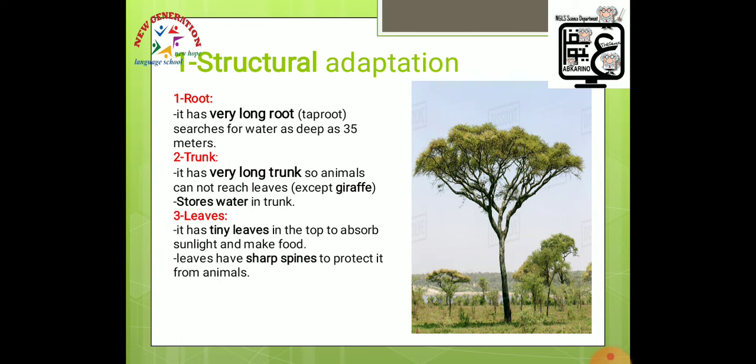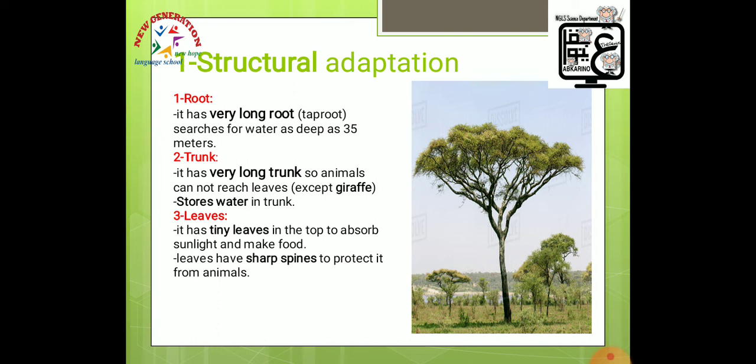Second, trunk. It has a very long trunk, so animals can't reach the leaves, except giraffe because it has a long neck to eat the leaves of the trees. And number two, it stores water in the trunk.